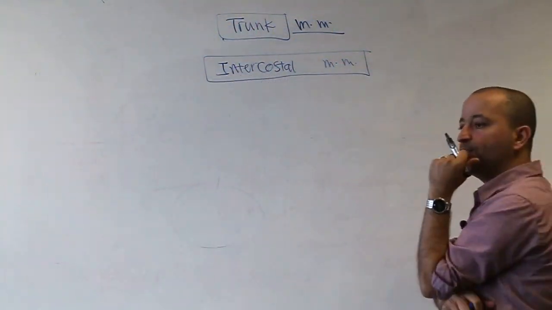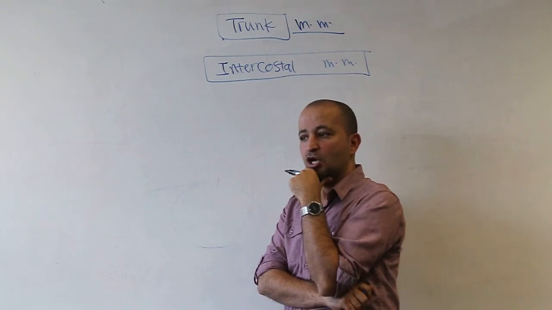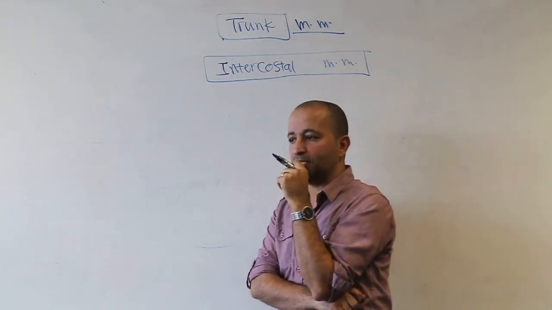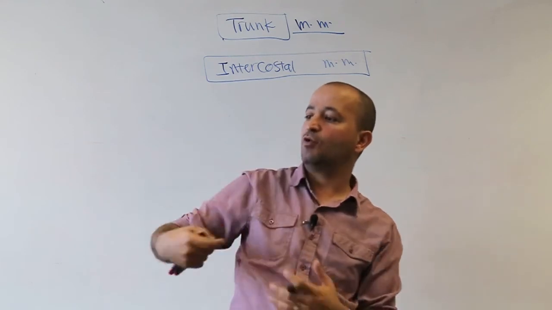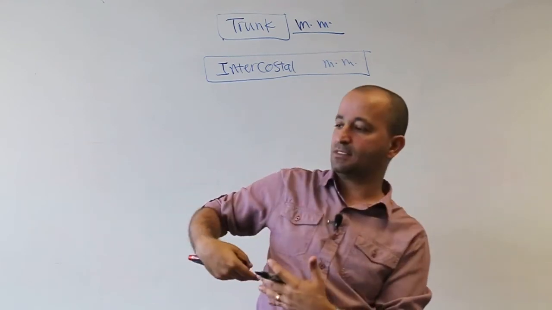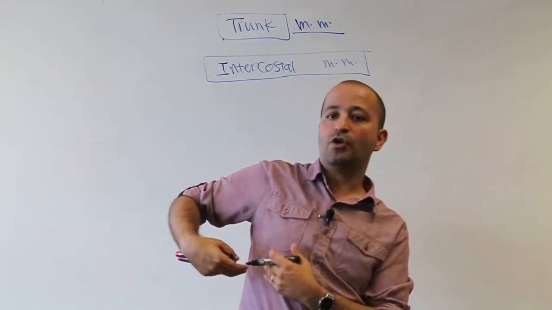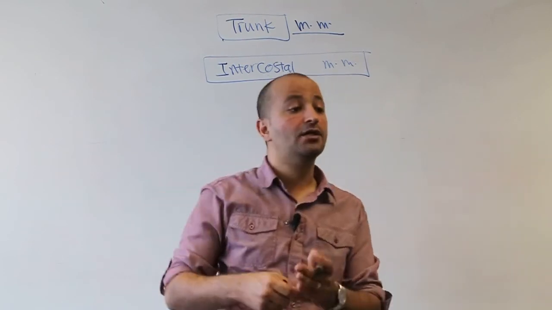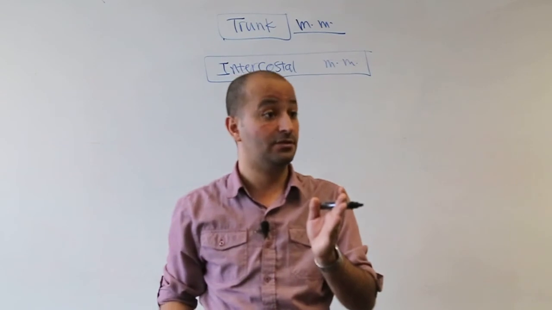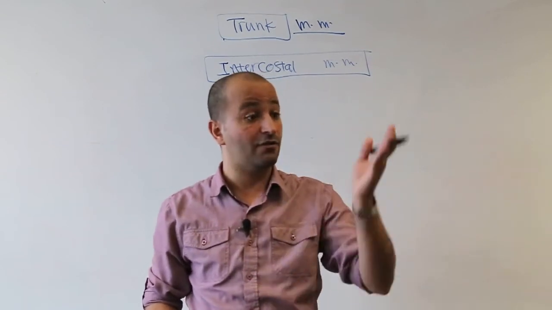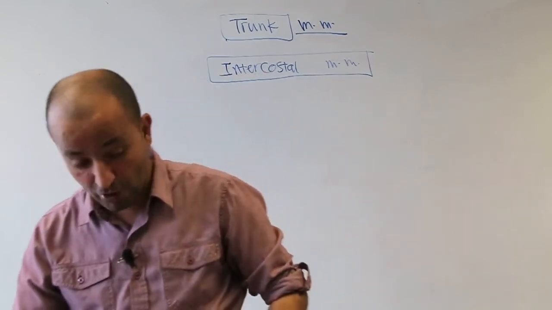When it comes to intercostal muscles, we look from outside and go inside. What organ is inside the ribs? Lungs. So when we go from outside to inside, we actually see three layers of muscles.